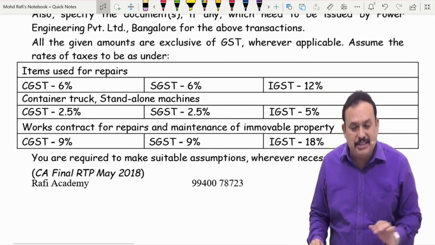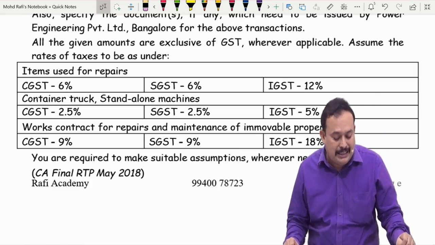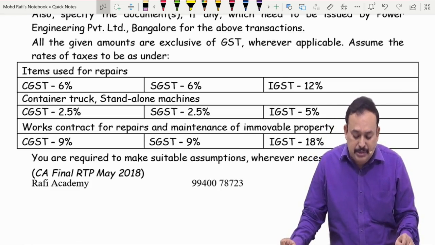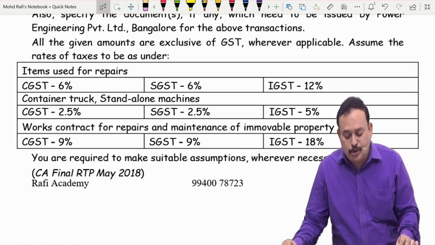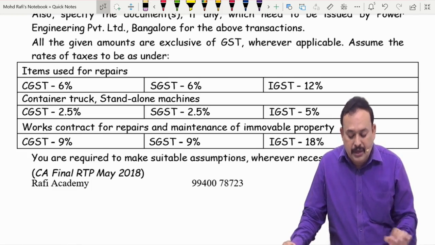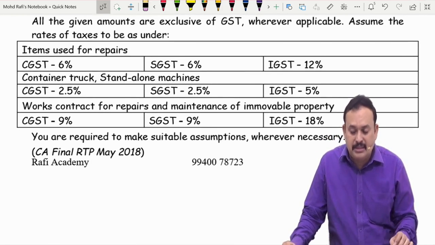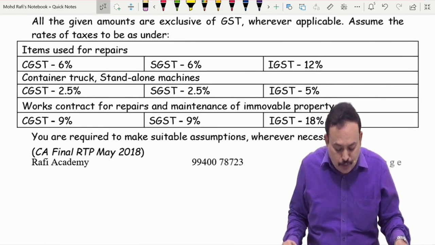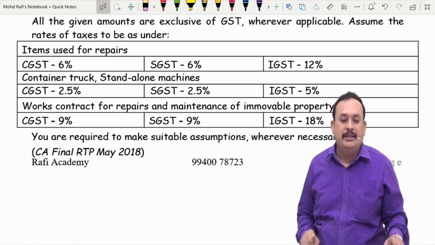Assume the rates of GST are as follows: CGST 6%, SGST 6%, total IGST 12% for items used for repair. Container trucks, standalone machine: CGST, SGST 2.5% each, IGST 5%. Works contract for repair and maintenance of immovable property: CGST, SGST 9% each, IGST 18%. You are required to make suitable assumptions wherever required.